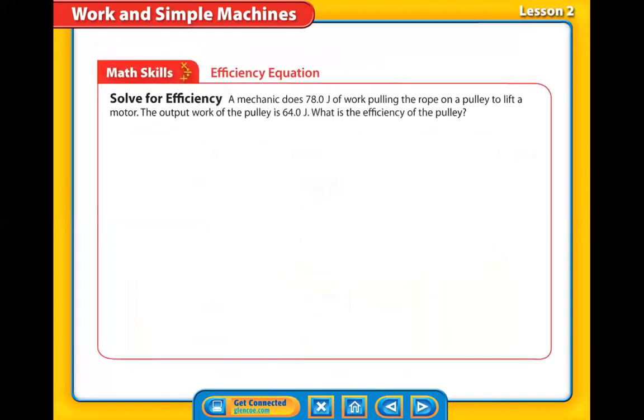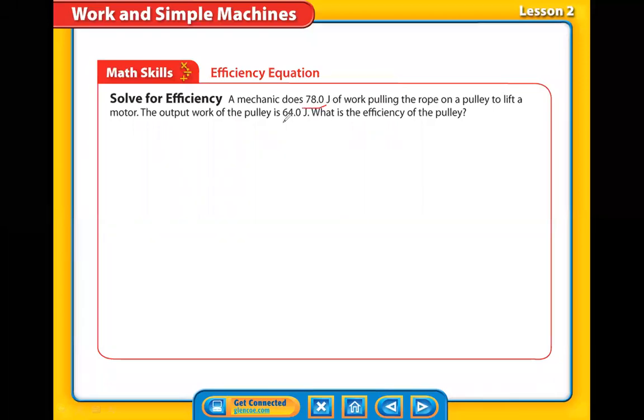For example, here I have a machine whose input work is 78 joules, and the output work of this machine is 64 joules. So I have the output work and the input work. Let's underline them so we can use them in our formula. This is the input work, and this one is the output work.